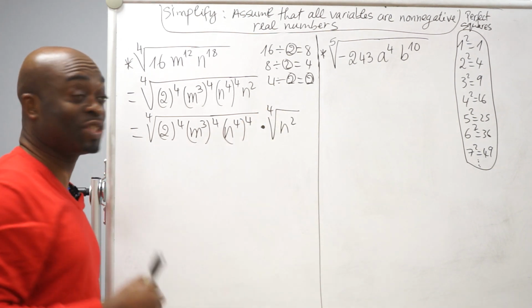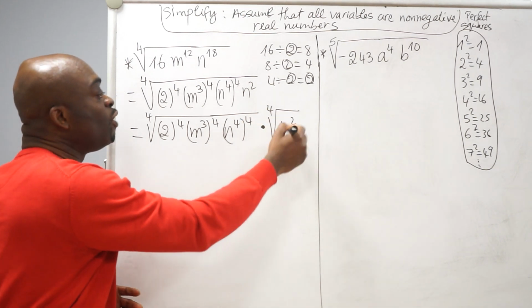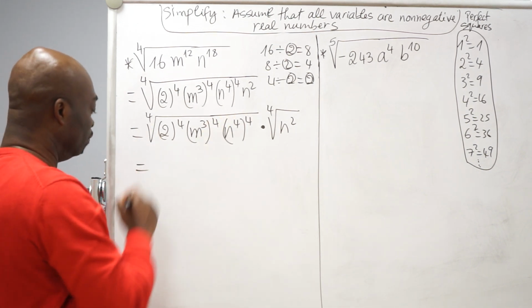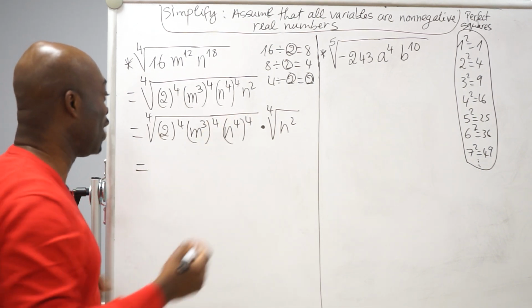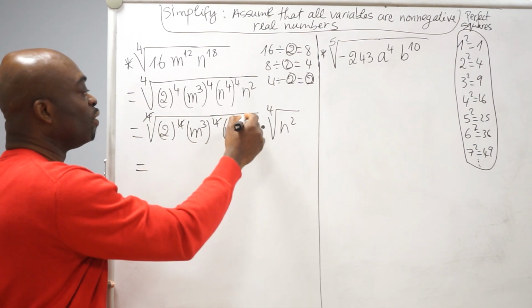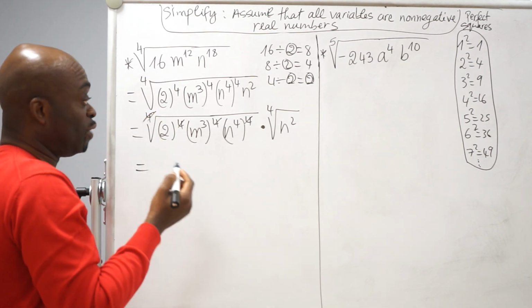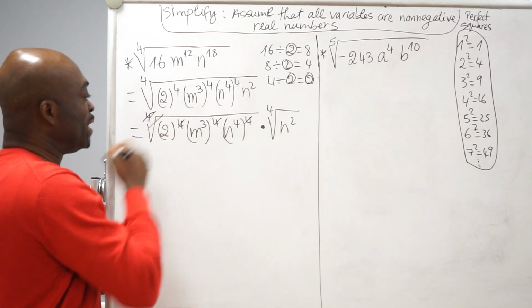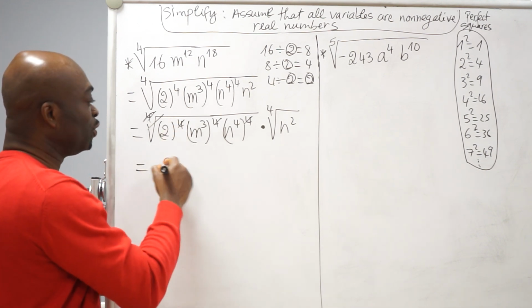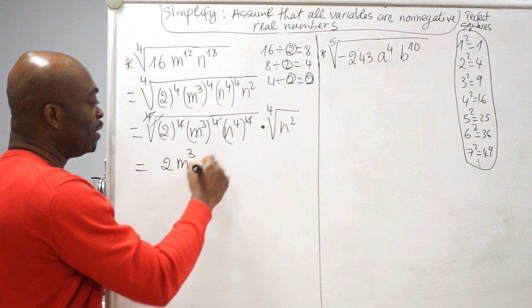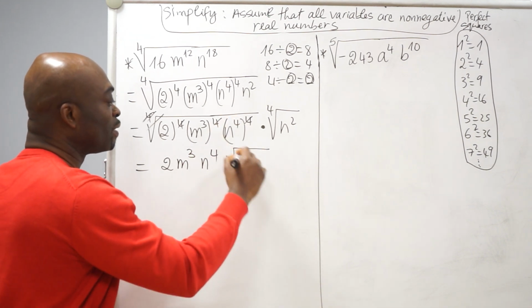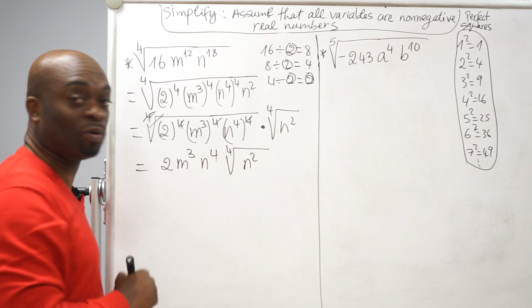This one is not a perfect fourth, so we take that one and separate it from the rest of them. Why? Because we can simplify easily with the others now. So how do we do that? Fourth root and fourth power cancel out, fourth root and fourth power cancel out, again for the third. The fourth power canceling the fourth root means the radical is removed. So what do you have left? 2, m to the power 3, then n to the power 4, times the 4th root of n to the second power.